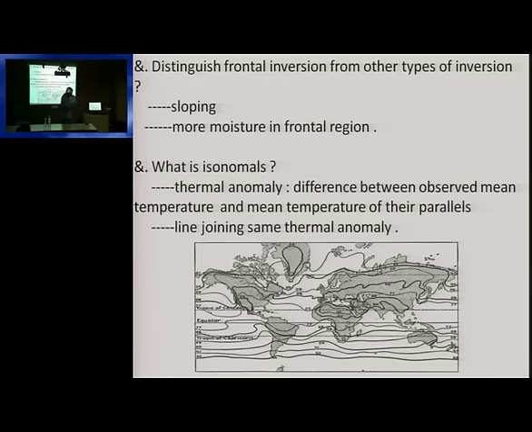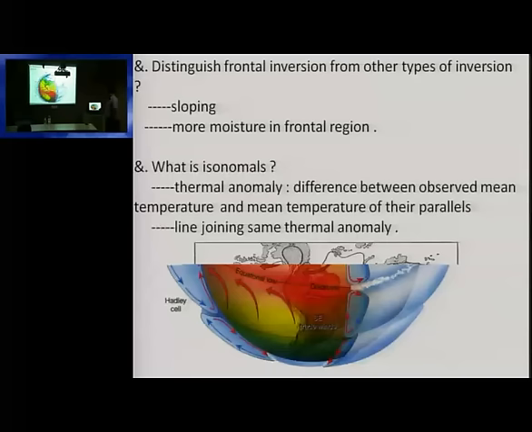Now, the thermal anomaly has been created. And what is thermal anomaly? Difference between the observed mean temperature, that is, which goes up and down, and mean temperature of their parallels, means on the idealized Earth. Suppose if you just look at one point, and you say, according to this latitude, this temperature will be this much. But if you really go and observe, it will vary from the assumed one. And in each and every place in the globe, there will be that variation. If you connect all those variation points, the lines connecting them are known as isonomals. Just remember the terms. You all know this.